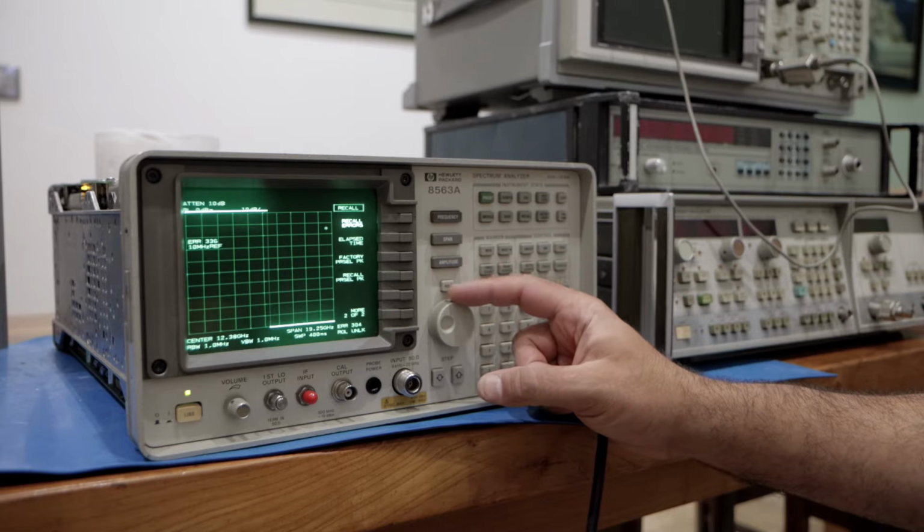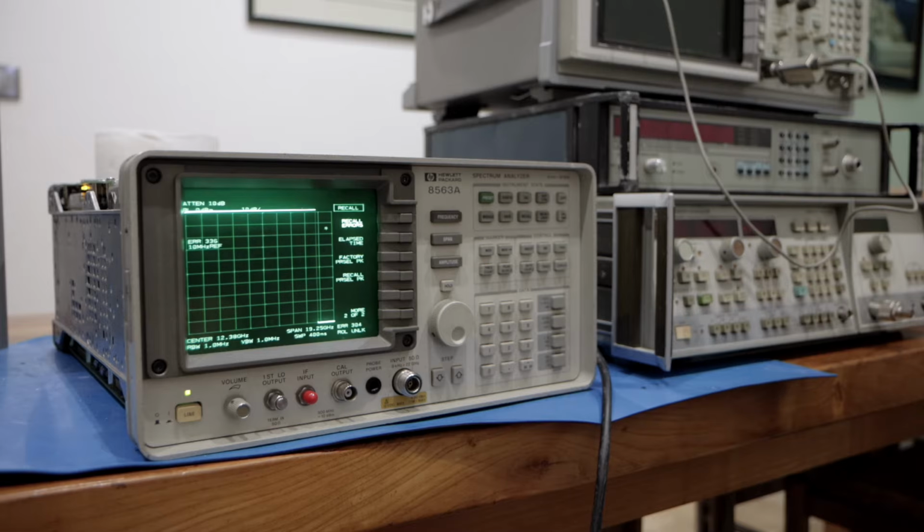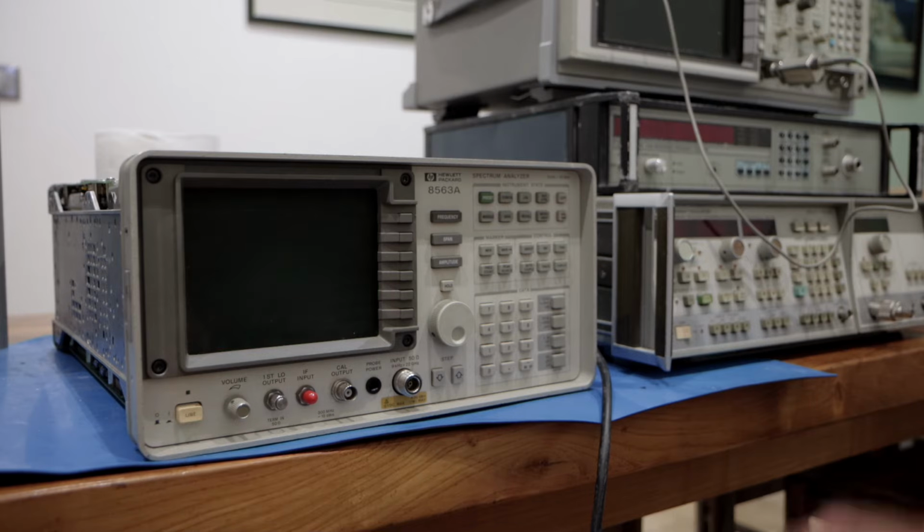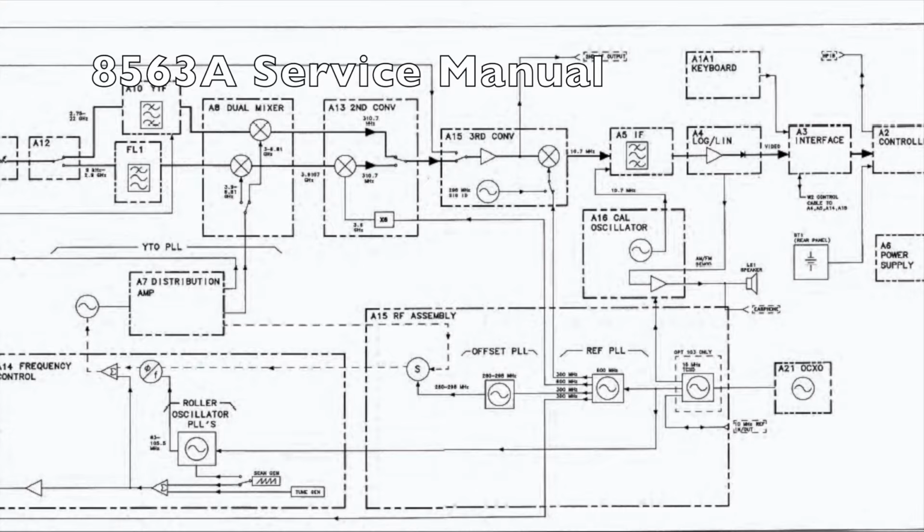Error 336, 10 MHz reference. And it's the last error in the log, which likely means it was the first one recorded during startup. So let's dive into the analyzer's block diagram to figure this out. Here's a part of the simplified block diagram of the 8563A spectrum analyzer.